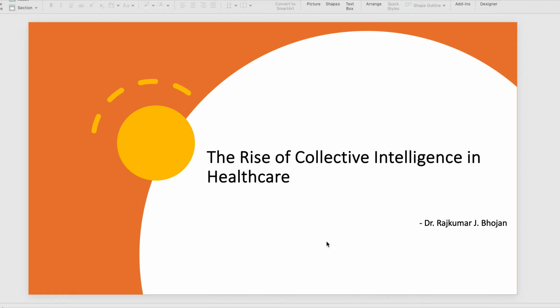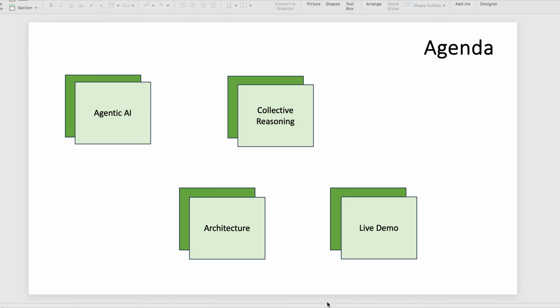I'm Dr. Rajkumar. Today we will discuss the rise of collective intelligence in healthcare. Our agenda is to have a quick brush up on agentic AI. Then we will see why collective intelligence in healthcare. Then we will pass on to the architecture of our use case using collective intelligence. Finally, we will see a live demo by presenting a multi-turn case to our research platform HealthXpert.